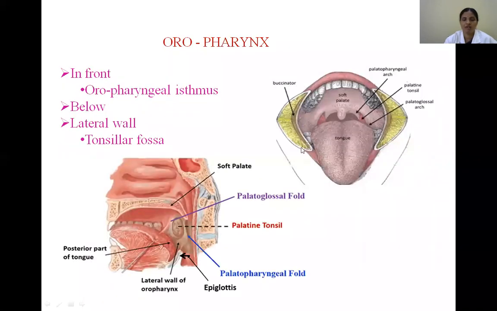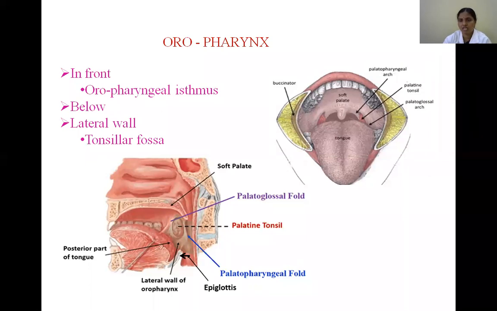Then coming to the oropharynx. So what are the communications of the oropharynx? See, in front, the oropharynx communicates with the oral cavity through a space. This is the opening, the communication between the oral cavity and oropharynx. This is otherwise called the oropharyngeal isthmus. Above it is bounded by the soft palate. Below it is bounded by the dorsal aspect of the posterior one-third of the tongue, and on either side it is limited by the palatoglossal arch. The palatoglossal arch is a mucosal arch, otherwise called a fold.